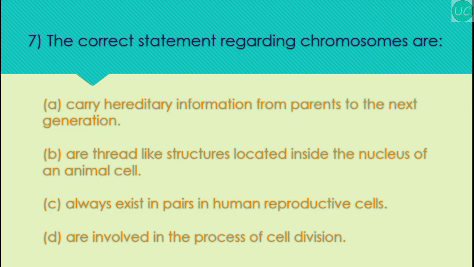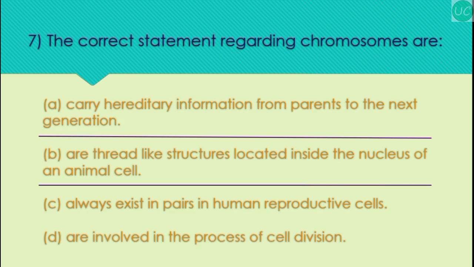Okay, our next question is the correct statement regarding chromosomes are. So first option, they carry hereditary information from parents to the next generation. So this is correct. And they are thread-like structures located inside the nucleus of an animal cell. So this is also correct. They always exist in pairs in human reproductive cells. So this is wrong. They don't exist in pair in reproductive cells. They exist in pair only in the somatic cells. And the option number D, they are involved in the process of cell division. So this is correct. So the correct options are A, B and D.